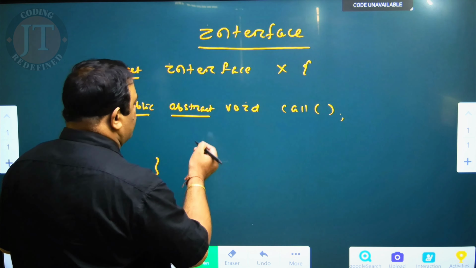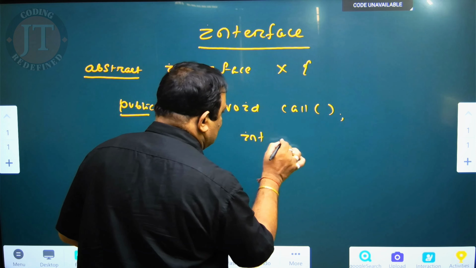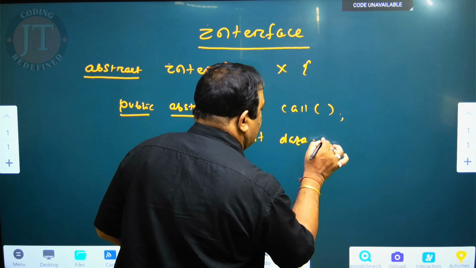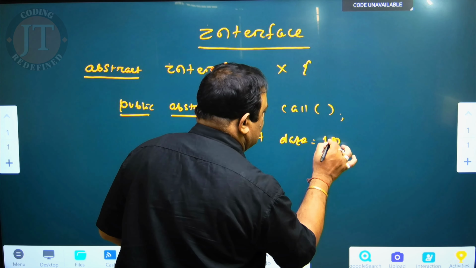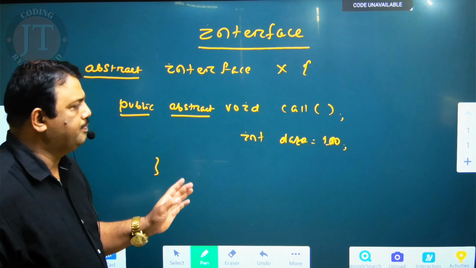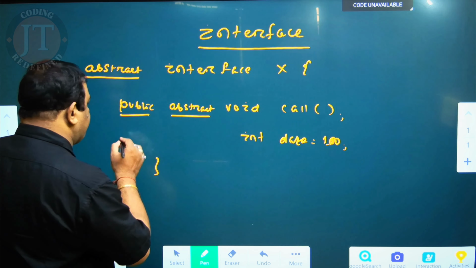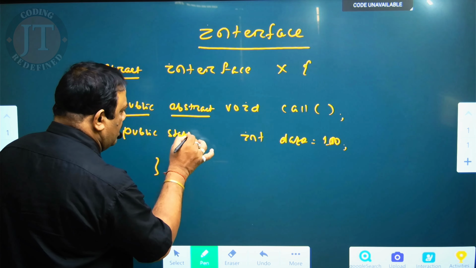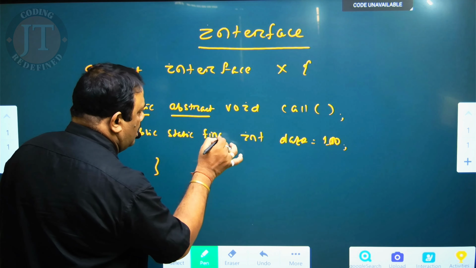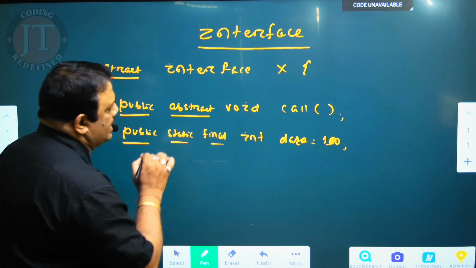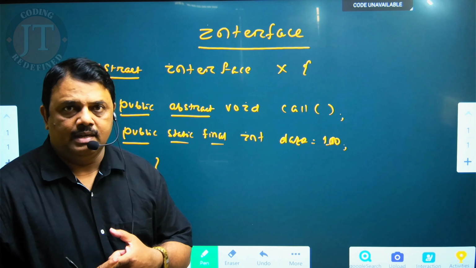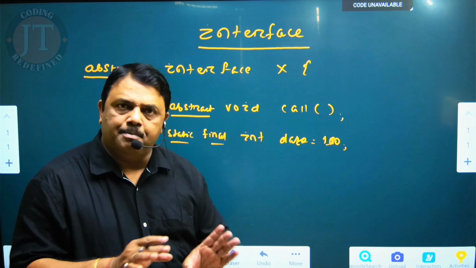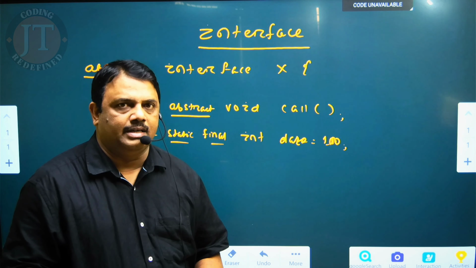And whatever variables I declare, for example int data, are bound to be initialized, so I initialize it to 100. The variables are implicitly public, static and final. When variables are public, static and final, they are constants. That indicates that when I declare an interface, everything is declared and nothing is defined within it.